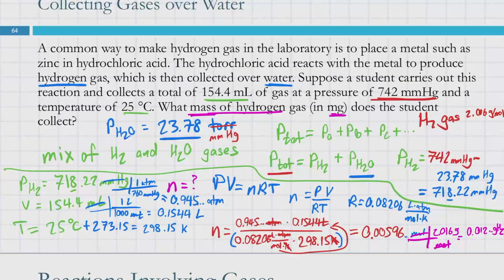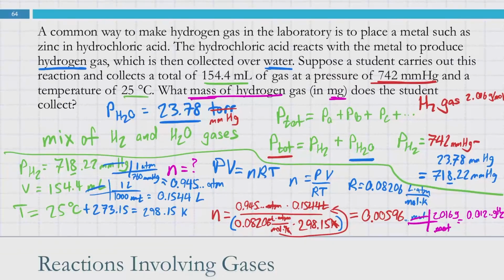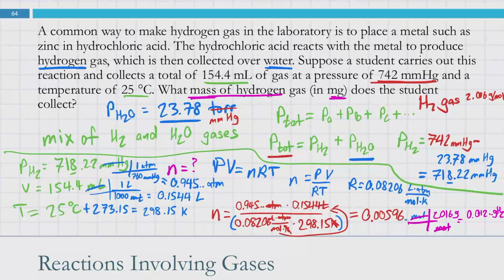Almost. The only thing that we're missing is the problem specifically asked for the mass in milligrams. So we get to do one final conversion to milligrams, so we multiply by 1,000. It's 12.0 milligrams of H2, and now we're actually finally completely done. Possibly in more than one sense.